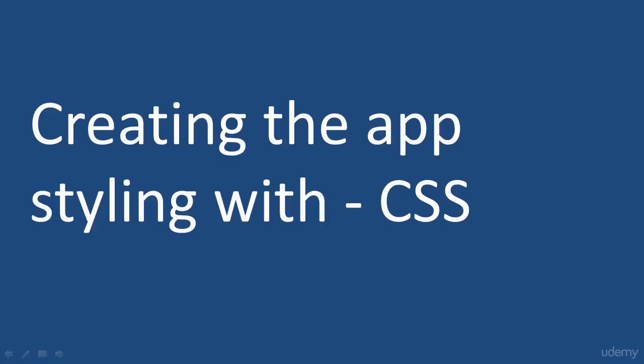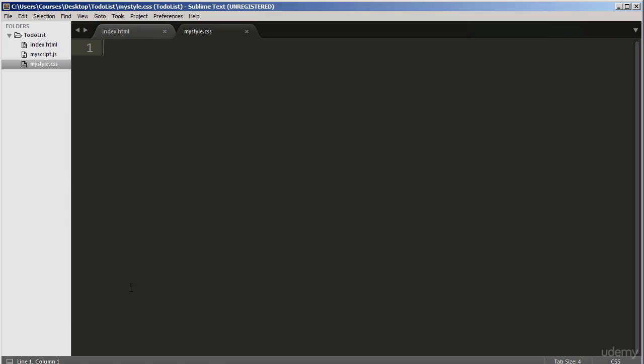Hello and welcome. In this lecture, we are going to be styling our HTML that we created for our app. So I'm inside my text editor and this is the CSS file. This is where we're going to define the styling for our app. We're going to use the IDs where we've got IDs to use. If not, we'll use the actual elements to style the HTML.